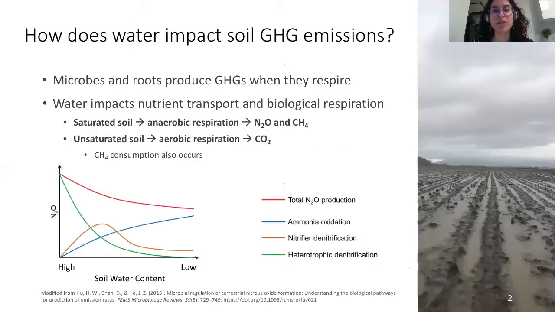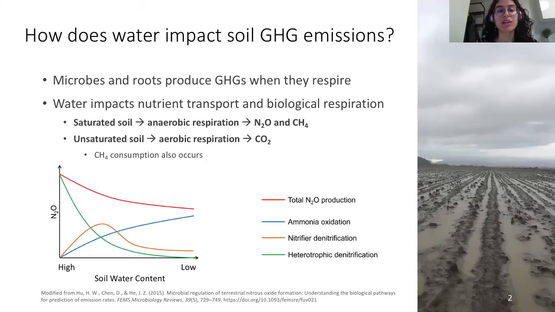So how does water impact soil greenhouse gas emissions? We know that microbes and roots produce greenhouse gases when they respire in the soil, and that the magnitude and timing of these emissions can be impacted by a variety of factors, one of the main ones being soil water content. Water impacts nutrient transport, and it also defines the type of biological respiration that takes place.